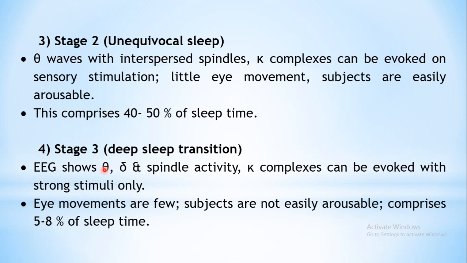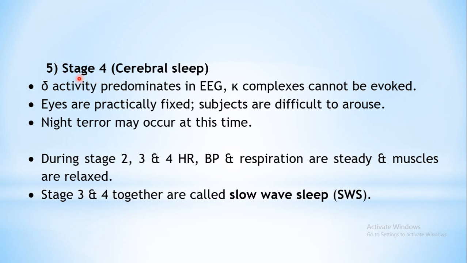Now the fourth stage is stage 3, which is also known as deep sleep transition. Over here the EEG shows theta activity, then the delta waves, and also the spindle activity. Kappa complexes can be evoked only upon strong stimuli. If you start shaking that person very vigorously, then and only then the kappa complexes can be recorded in the EEG. The eye movements are very few and the subject is not easily arousable. You cannot wake up that person very easily from stage 3, and the total time spent in this stage is 5 to 8%.